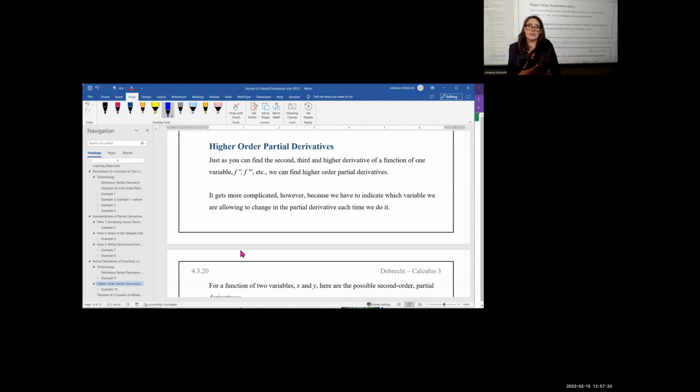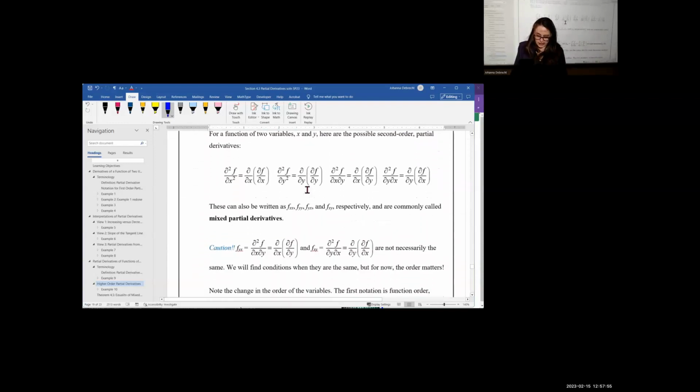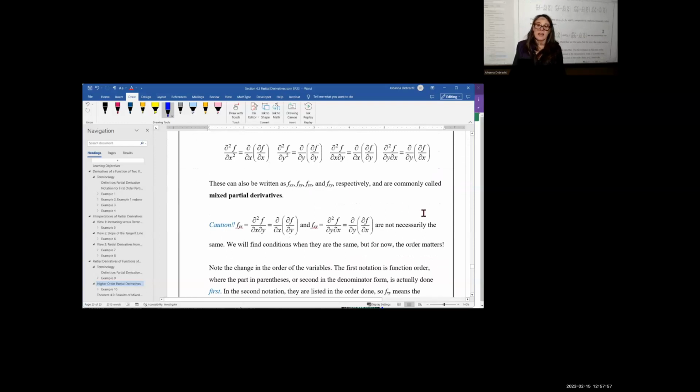But there are occasions where the order does matter, and the partial derivative with respect to y first and then with respect to x is not the same as the partial with respect to x and then with respect to y. So we're going to have to be very careful about which one we've got. And in this case, we cannot use prime notation because we have to say which order we're doing the derivatives in.